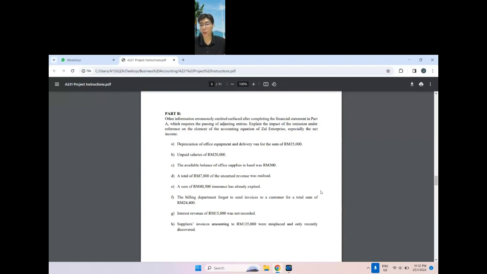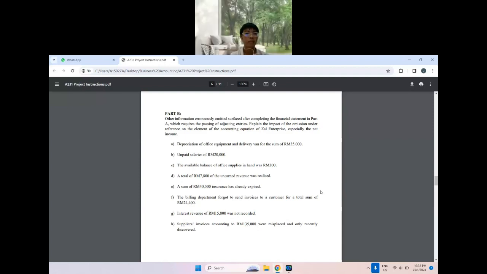In Part B, we have to explain the impact of omissions on the elements of the accounting equation of ZAL enterprise, especially the net income. Question A states that the depreciation of office equipment and delivery vans for the sum of 35,000 ringgit. Junbei, do you think this transaction will affect the liabilities? No, I don't think that will affect liability, because office equipment and delivery van are assets.